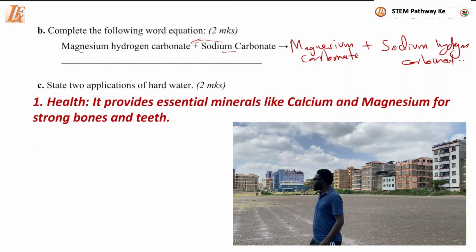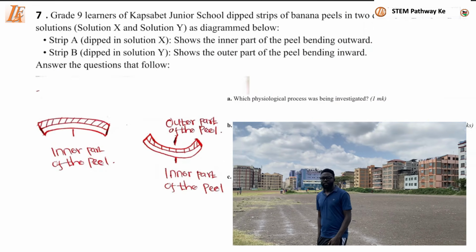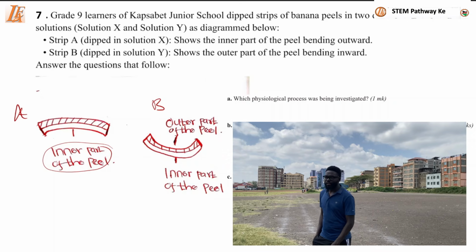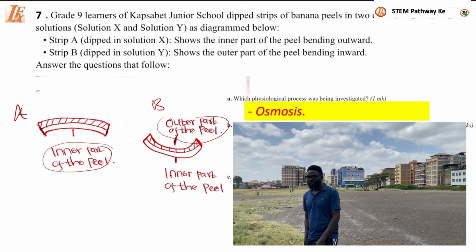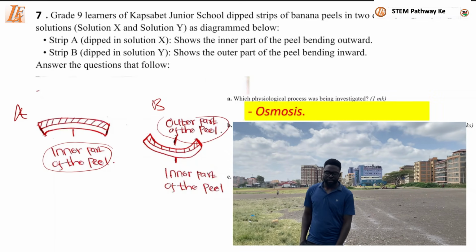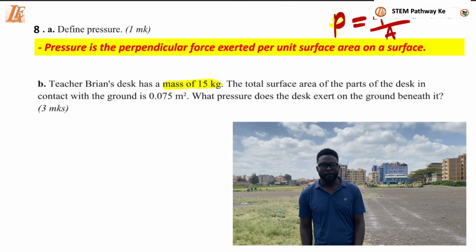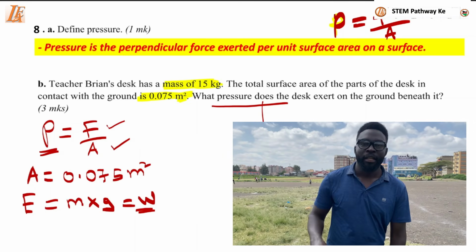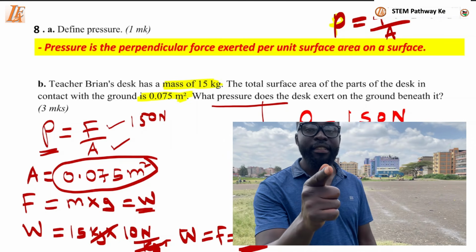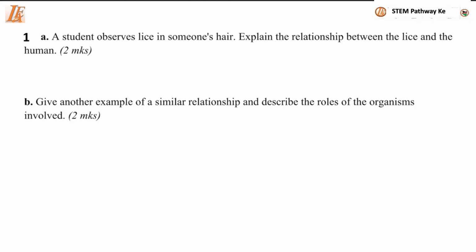Each question will not only be answered in detail, but will also be demonstrated or explained using examples from our surroundings, helping you to understand, visualize, and remember better. Let's get started. The first question: a student observes lice in someone's ear. Explain the relationship between lice and the human being.